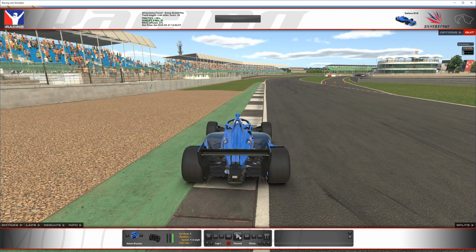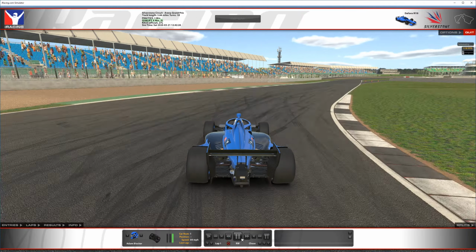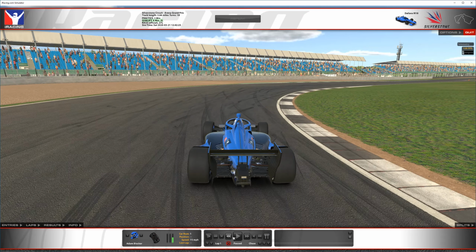Because at that point, I have no wheel spin, and how fast I'm going is dictated by how much power I have and my gearing, basically. And drag and stuff like that. So those are the main phases of the corner.